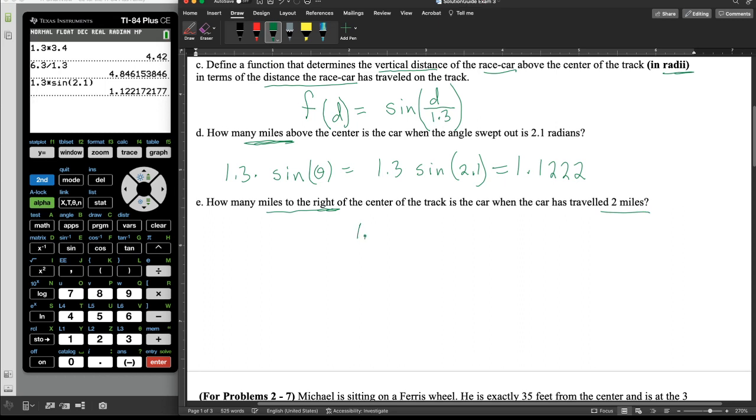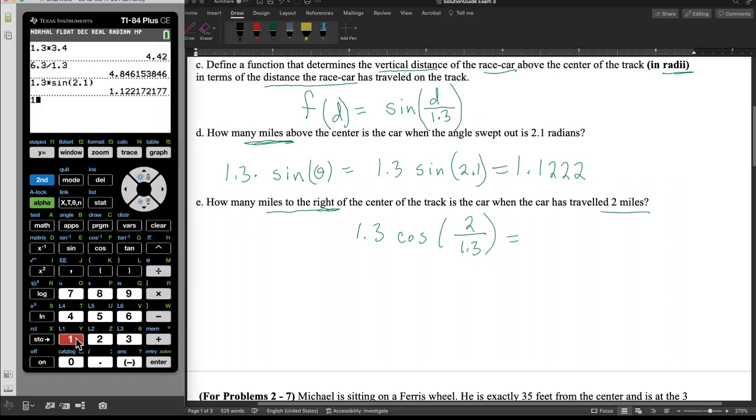So it's going to be 1.3 cosine, and we'll come back to our little friend up here. This was sine of d over 1.3. What we have for being to the right is going to be the cosine of d over 1.3. Okay, 1.3 is the radius, and in this case, d, the distance traveled, is 2. So we can put this in, and that will give us the answer: 1.3 times cosine of 2 divided by 1.3.